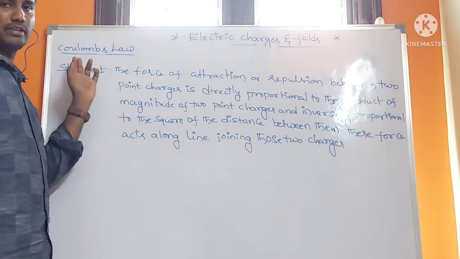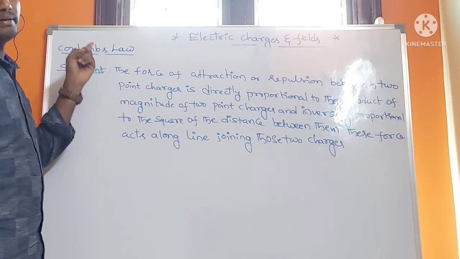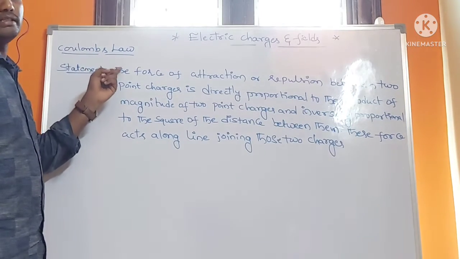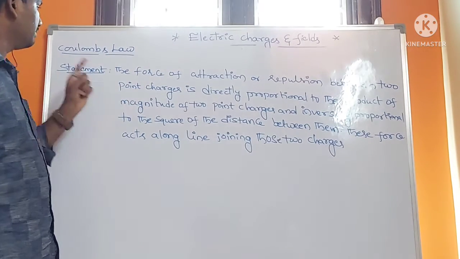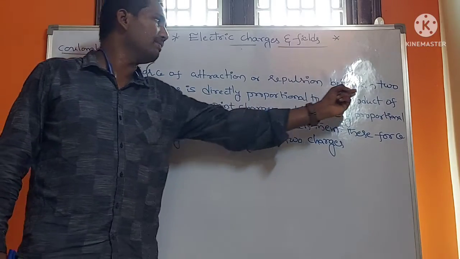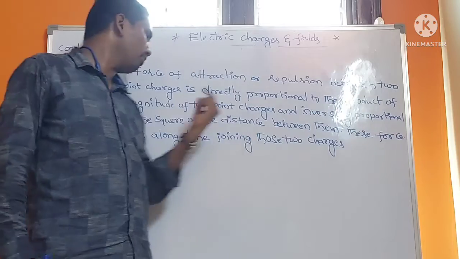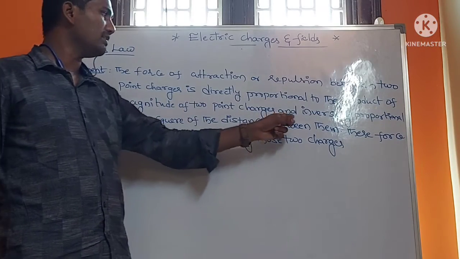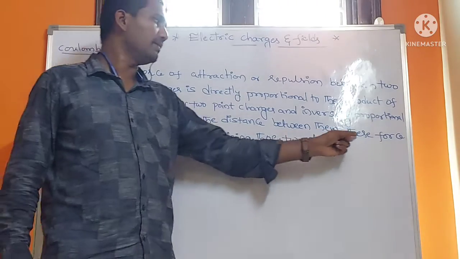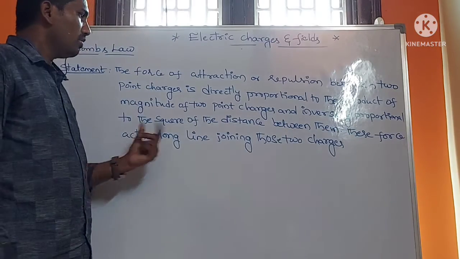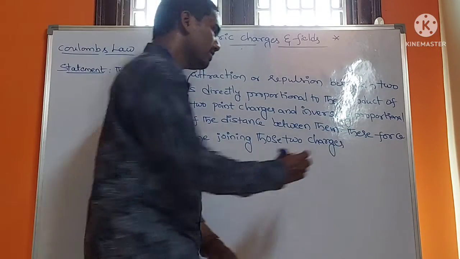Why was it introduced, the first point? Coulomb's law was introduced to determine the force between two charges quantitatively. The statement: the force of attraction or repulsion between two point charges is directly proportional to the product of the magnitudes of the two point charges and inversely proportional to the square of the distance between them. This force acts along the line joining those two charges.